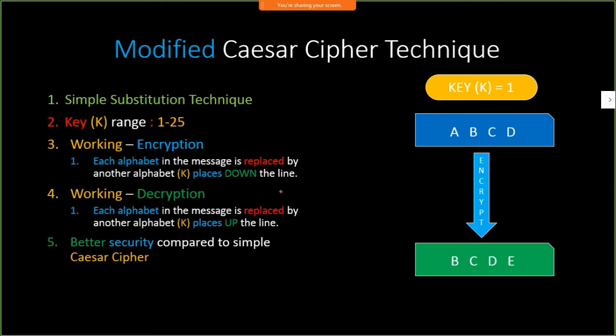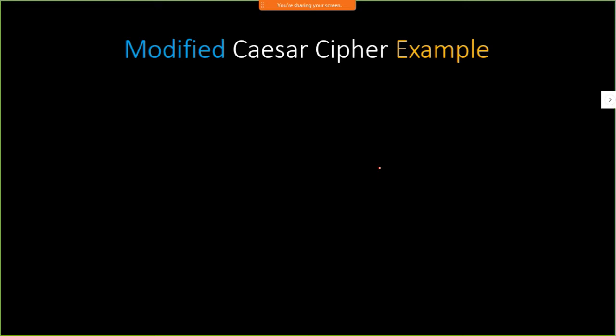So the decryption process is each alphabet in the message is replaced by another alphabet, that is K. K is in the range of value 1 to 25 and placed up to the line. It's a simple process, that is, reduce the value. So let's look into an example.